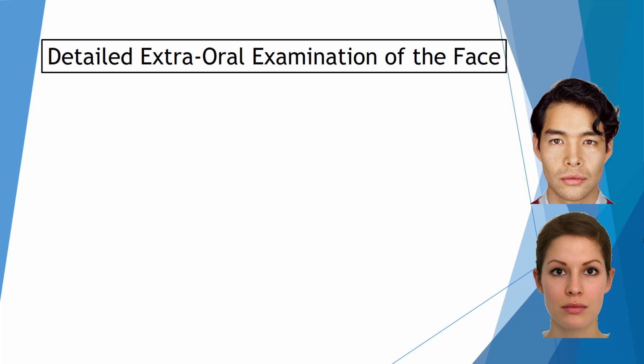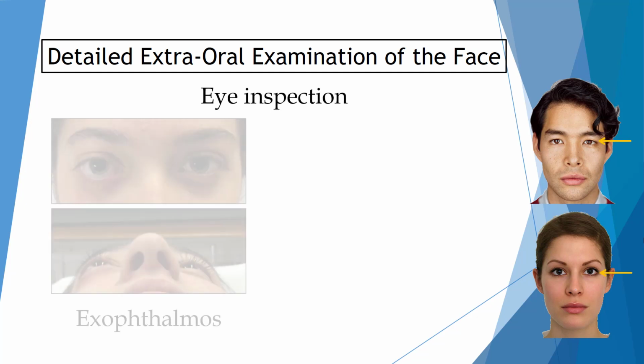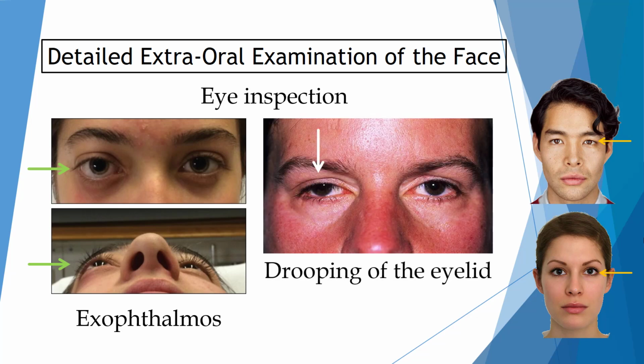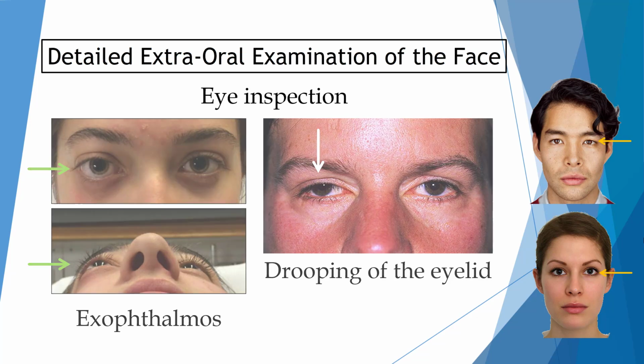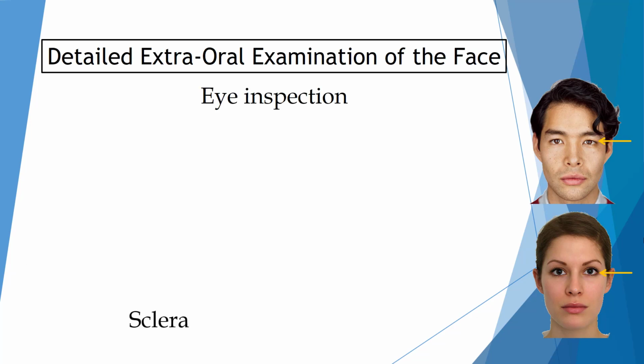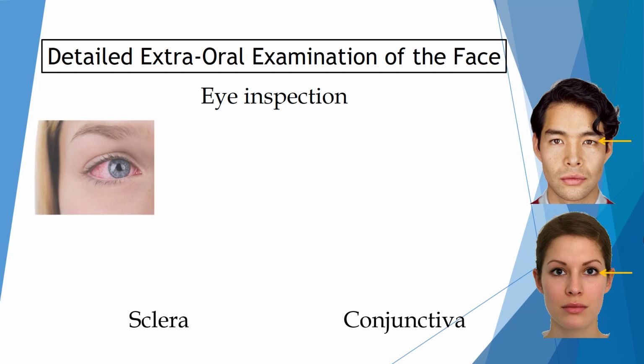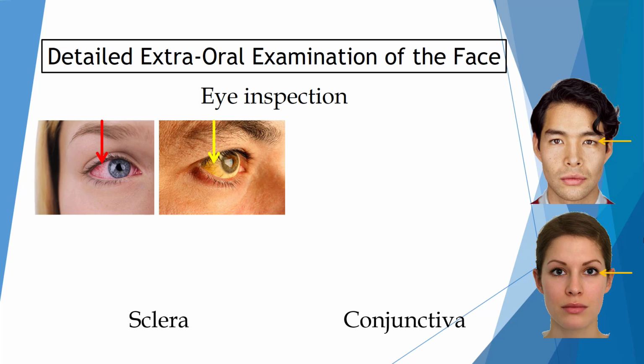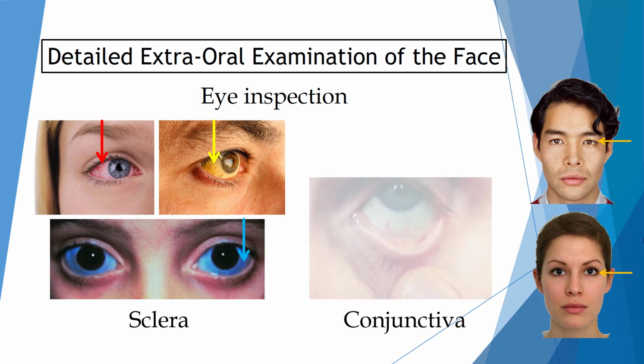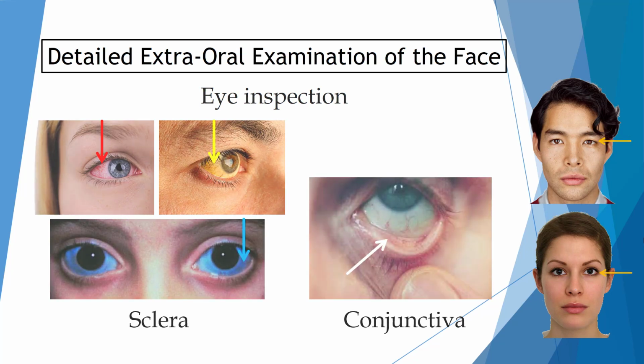Now, moving to the detailed examination of specific areas of the face, the first important area that needs to be carefully inspected is the eyes. So, starting with a general inspection, exophthalmos, eyelid drooping, and similar changes should be first noted. Next, the color of the sclera, as well as the color of the palpebral conjunctiva, can provide valuable relevant information to the oral surgeon. For example, bloodshot eye, jaundice, osteogenesis imperfecta, or anemia.